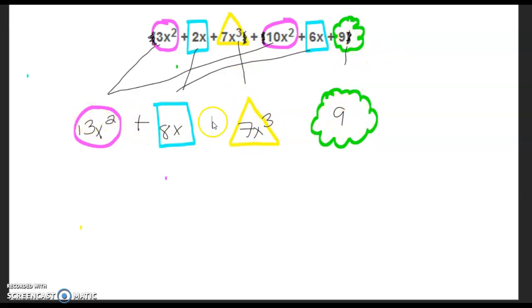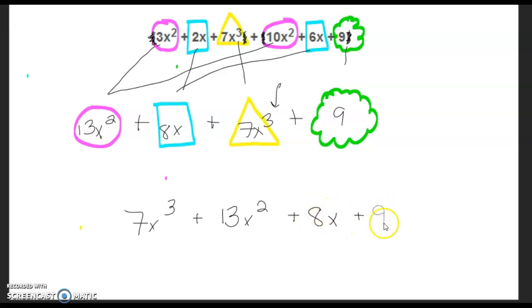Now, we simplified as far as we can go, right? They're all different shapes. But when you find your answer, your A, B, C, D, it's not going to be in this order. The reason why is because technically, the number with the highest degree, which happens to be this 7x to the third, goes in the front. So you might find this. It's the same exact numbers, they're just in a different order. It's just the 7x to the third.